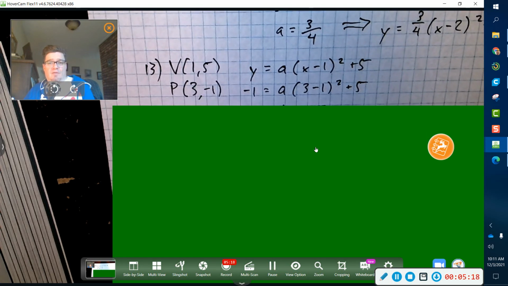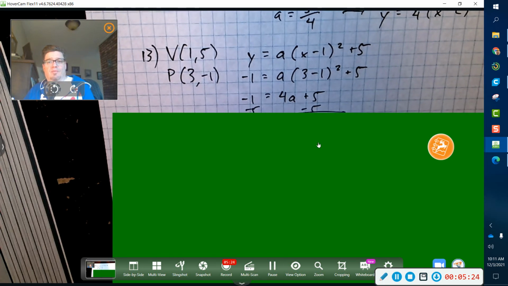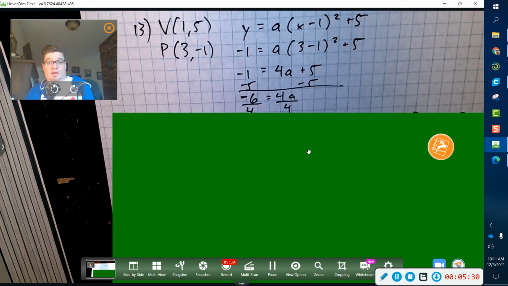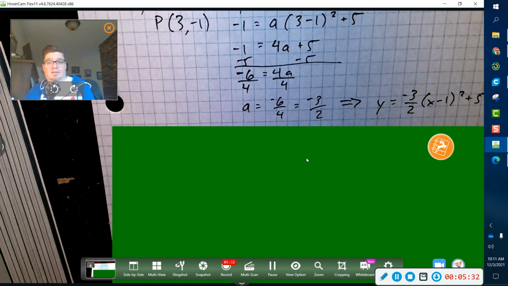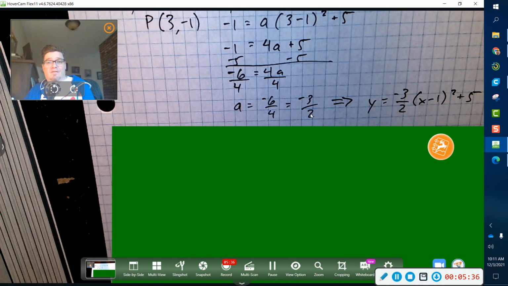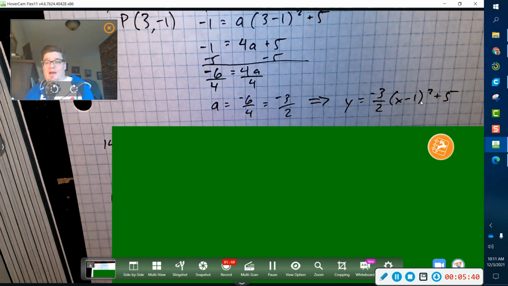Okay? Alright, same process. Now we have a different vertex and a different point. So we replace the y coordinate there, x coordinate there. We go ahead and find out what 3 minus 2 squared is. That's going to be 4. 4a plus 5 equals negative 1. Put the 5 over to the other side. Looks like I'll be dividing by 4 as well. So that gives me negative 3 over 2. No big deal. Negative 3 over 2 is just the fraction that goes inside here.